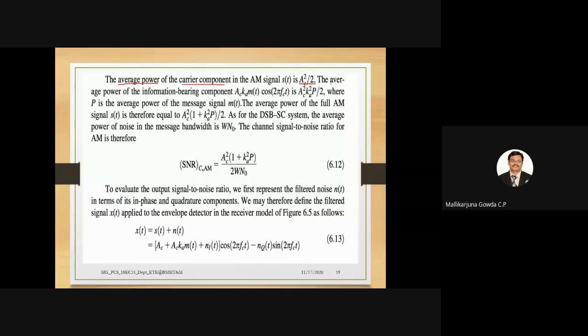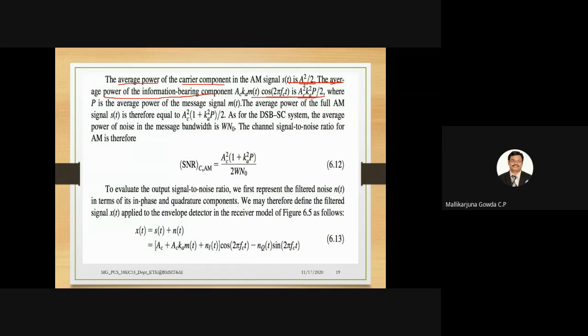Similarly, the average power of the message signal, the information bearing signal, is equal to what? That is Ac ka m(t) into cosine of 2 pi fc t, right? So for m(t), the power we represent by P. Then cosine of 2 pi fc t will be 1 by root 2 whole square, which is nothing but 1 by 2. So I can write it as Ac squared ka squared P by 2. This is the average power of the information bearing signal.